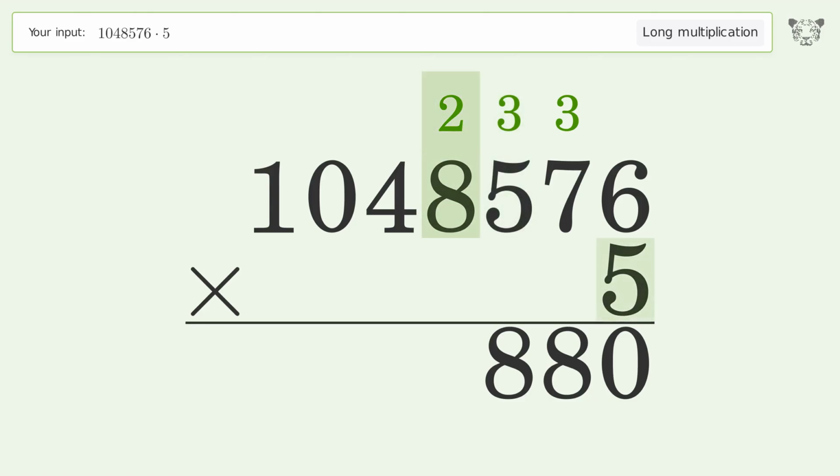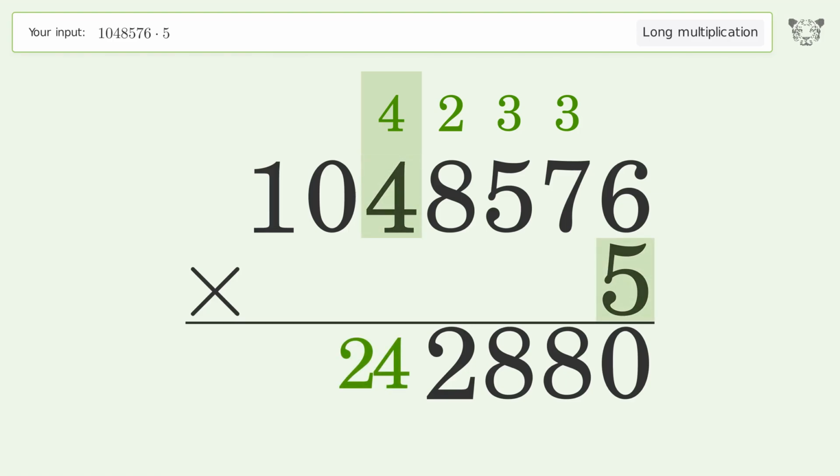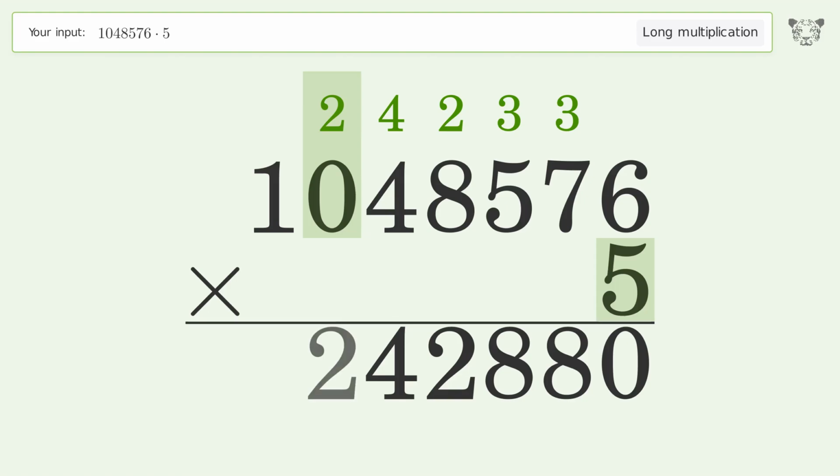2 plus 8 times 5 equals 42. Because the result is greater than 9, carry the 4 to the 10,000s place. 4 plus 4 times 5 equals 24. Because the result is greater than 9, carry the 2 to the 100,000s place. 2 plus 0 times 5 equals 2. 1 times 5 equals 5. And so the final result is 5,242,880.